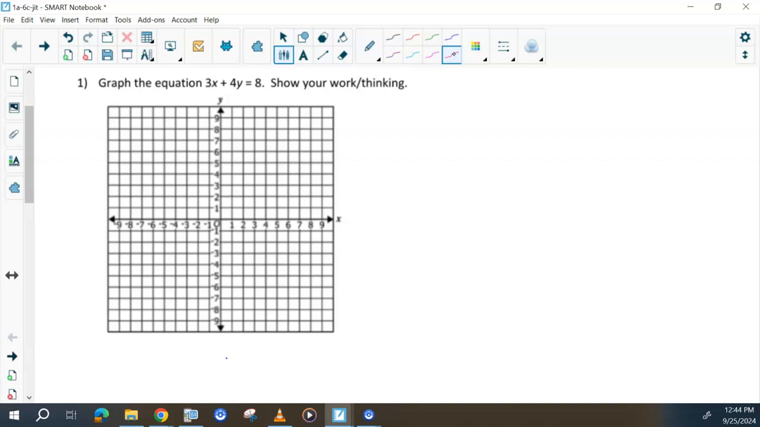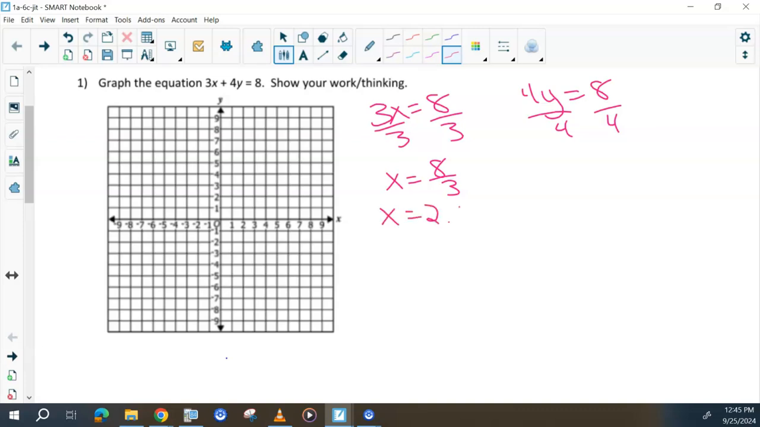If I was doing what we did last class, covering up one term, I get 3x equals 8 and 4y equals 8. So I could solve both of them. Divide by 3. If this is not what you did, it's okay. This is just one way you could have done this. You would get a fraction, or as a decimal, it's like 2.6 repeating. For the y, you would get 2. And you would plot those 2 points.